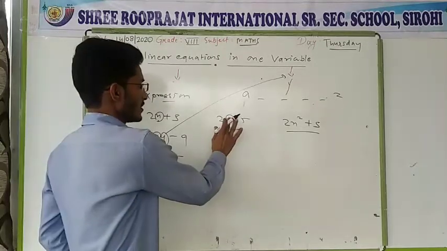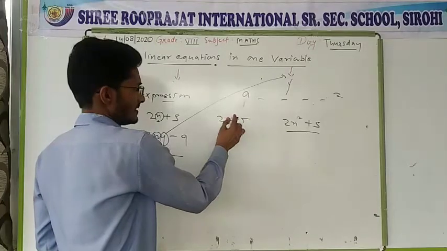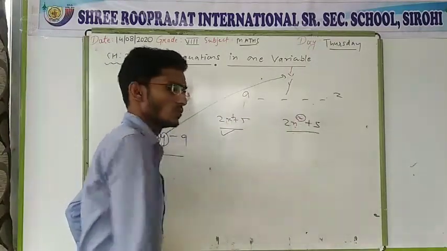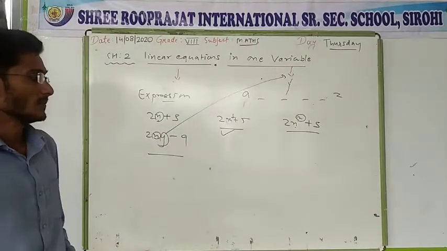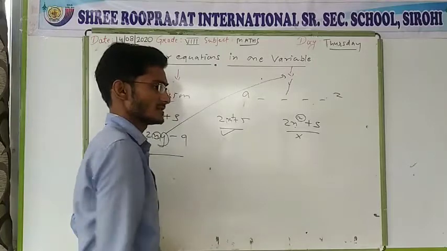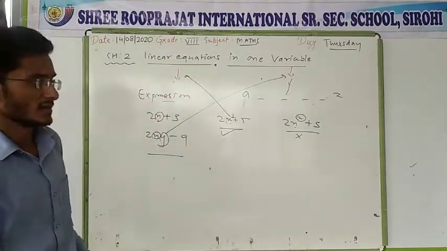And if we talk about the power, when no power is given, that means the power is 1. And here you can see the power is 2. So when the power is greater than 1, that is not a linear equation. When the power is 1, that is known as a linear equation.